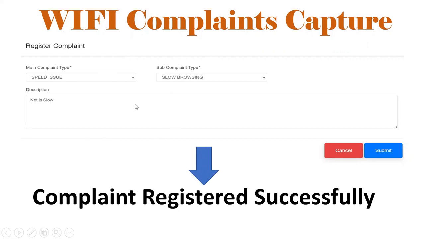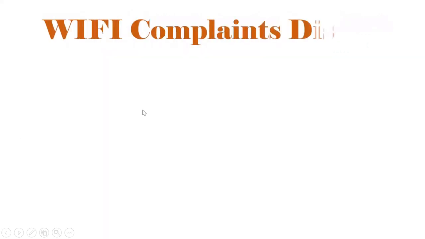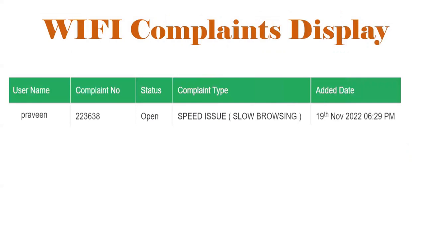We want to capture the complaint details, whatever complaints the user raised, so we need to capture them in a table. The second requirement is Wi-Fi complaint display. We want to display the complaints raised by a particular user. Based on the user ID or username, we need to display the list of complaints raised by that particular user. This is clear, okay.